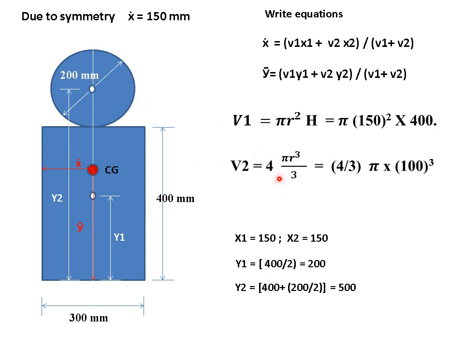Volume of sphere 4 by 3 pi r cube. So 4 by 3 pi into r cube. Here diameter is 200, means radius will be 100 mm. So 100 cube. Now x1, this distance. So since total is 300, it will lie at half. So 300 by 2, x1 is 150. Again for sphere, it is resting at the center. So this distance will also be same, that is 150 mm. So x2 is also 150 mm.